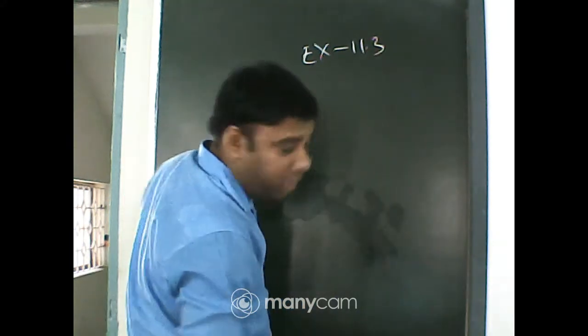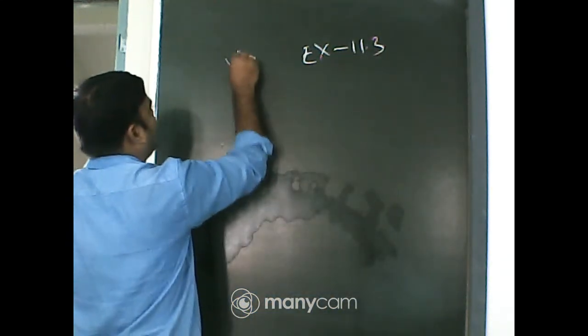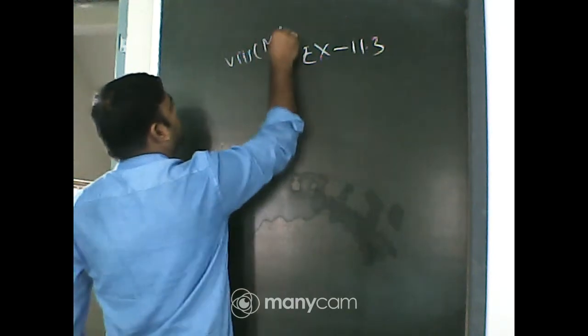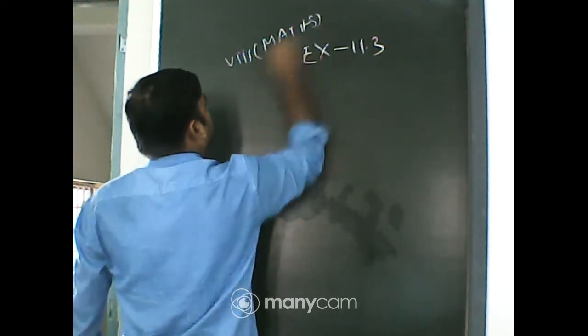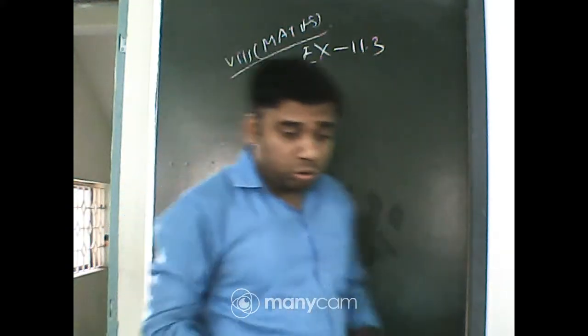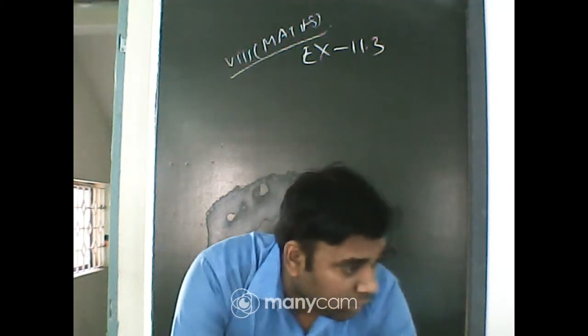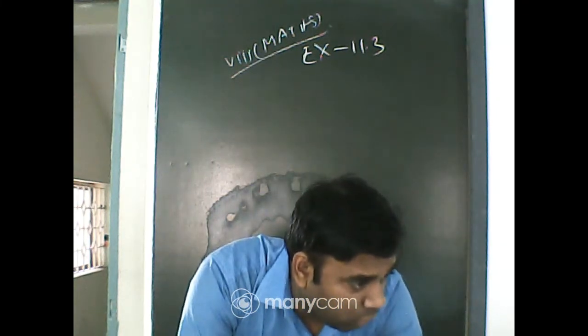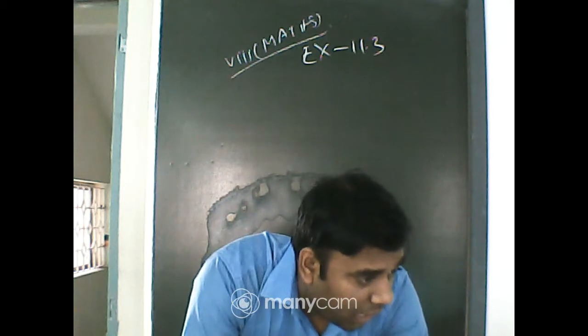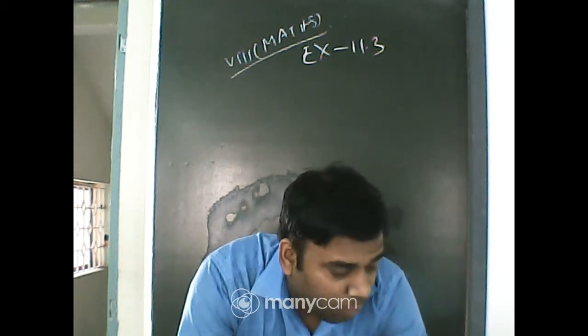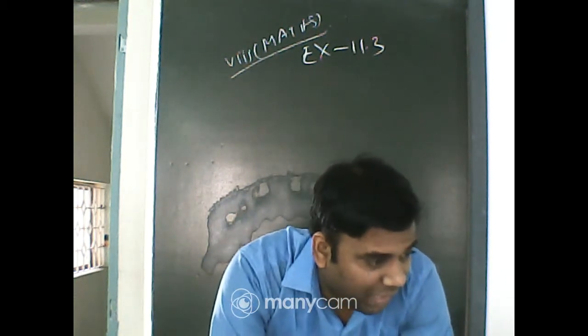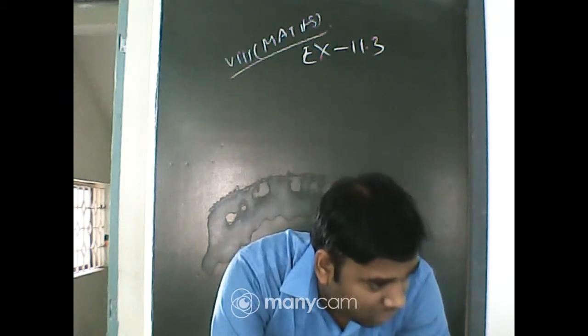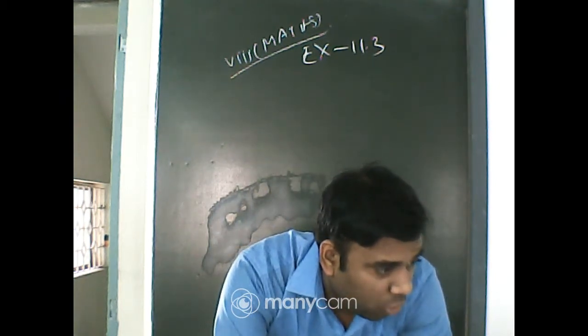Exercise 11.3, and it is class 8 maths. So go through the sum. There are two cuboidal boxes, as shown in the figure. So open your book and you will find there two boxes which are cuboidal in form.